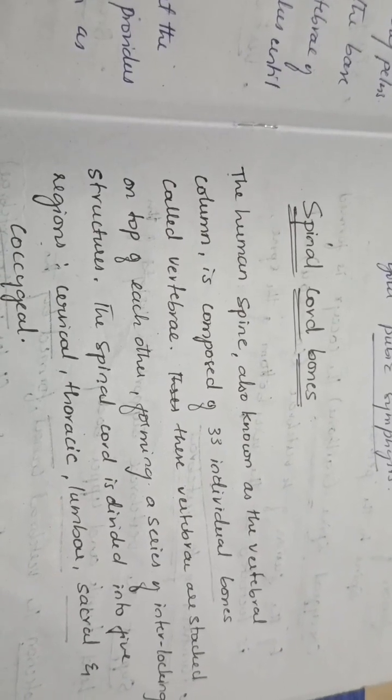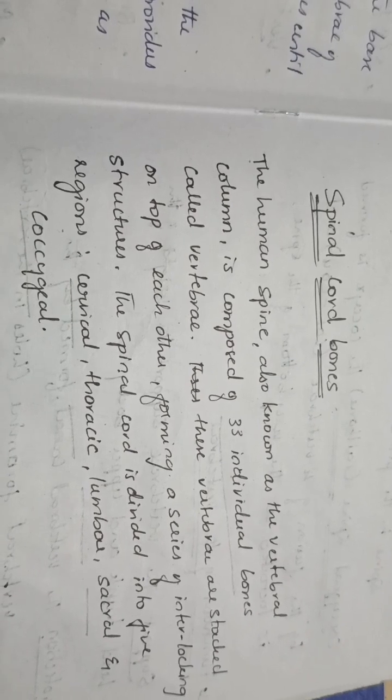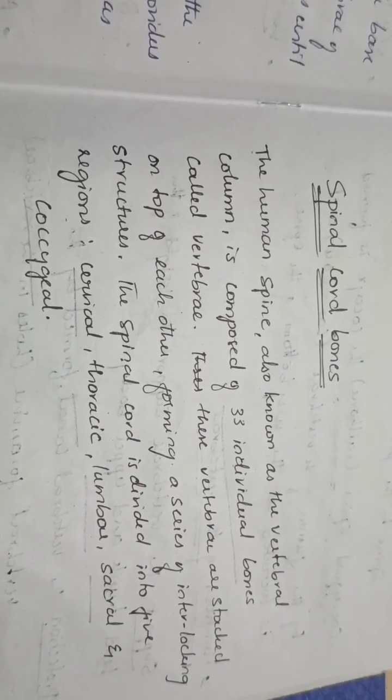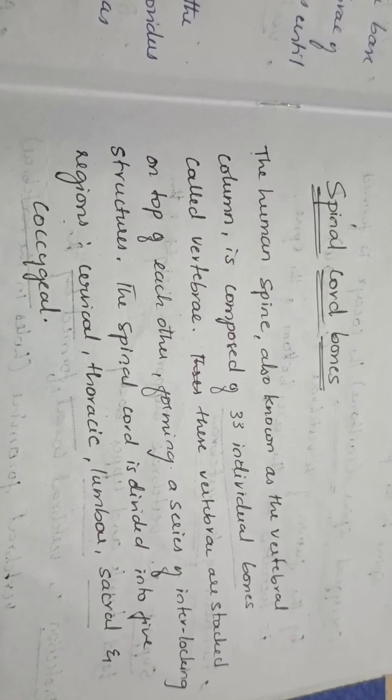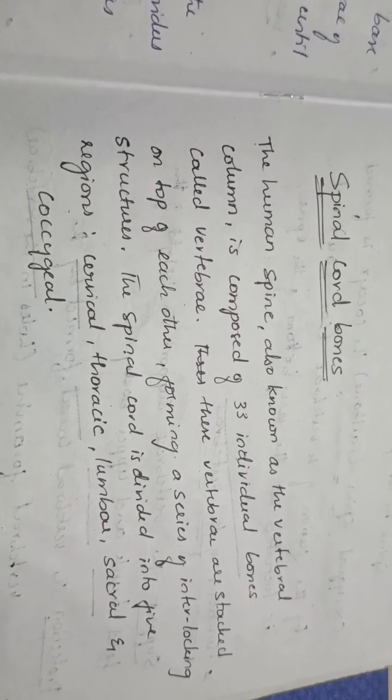Today we will study about spinal cord bones. The human spine, also known as the vertebral column, is composed of 33 individual bones called vertebrae. These vertebrae are stacked on top of each other, forming a series of interlocking structures.